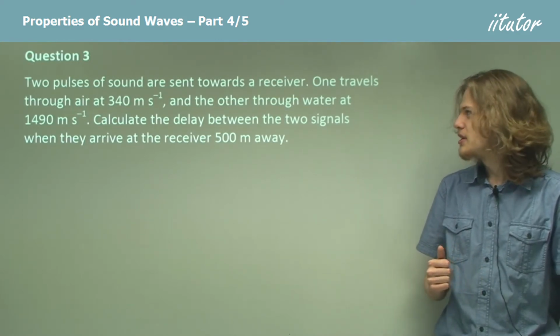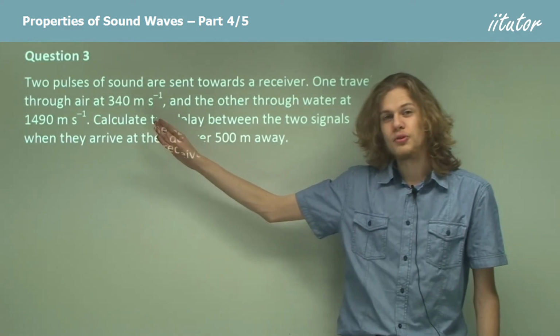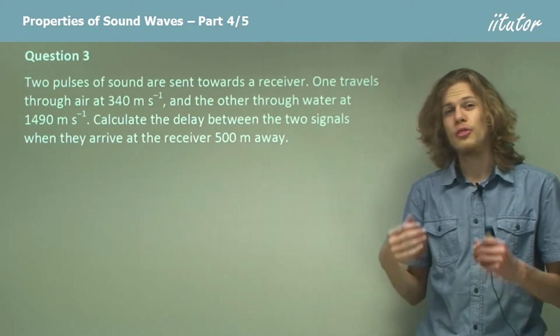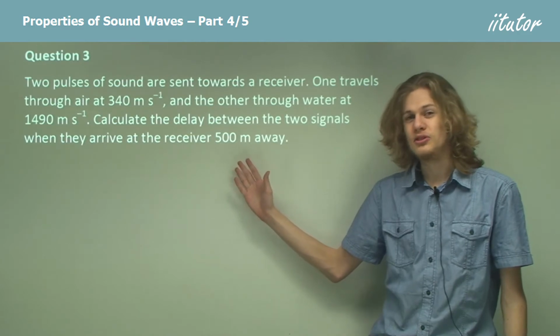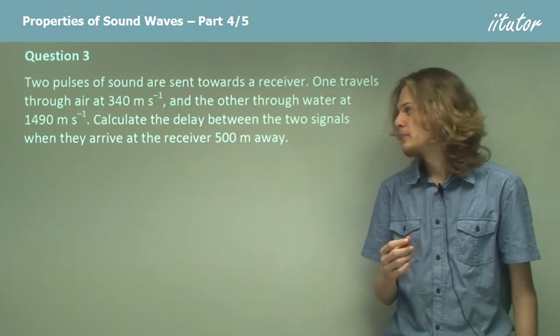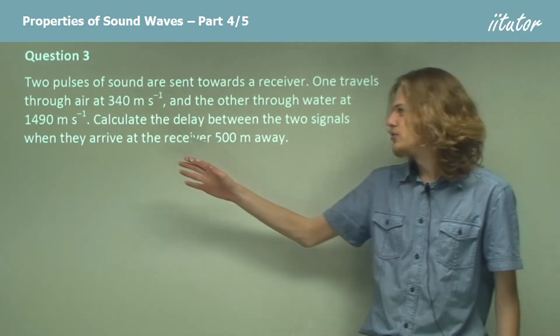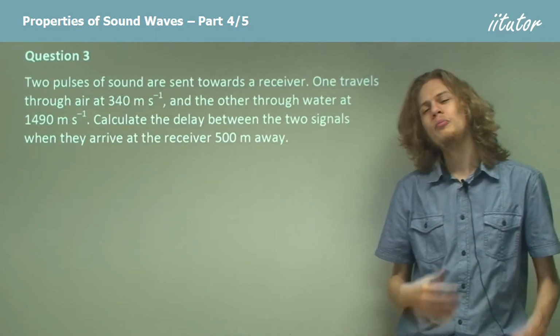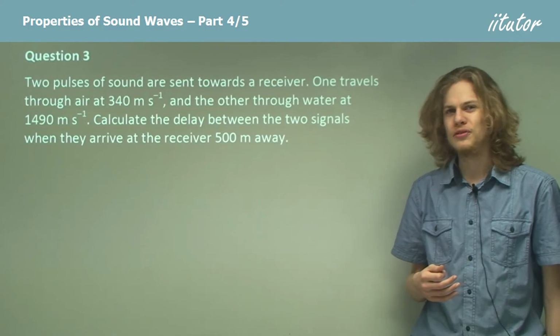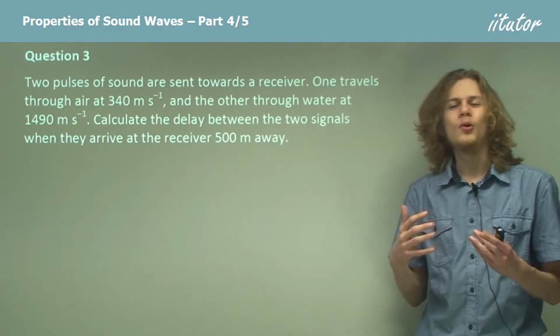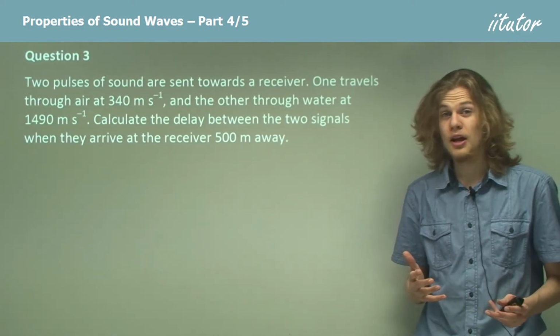So in this case, we can see that the sound wave that travels through air, because it can only go 340 meters per second, won't actually be able to reach the receiver in the first second. Whereas the sound wave that goes through water will be able to reach the receiver in probably about a quarter of a second. So what we're looking for is the delay between these. And how do we figure that out?